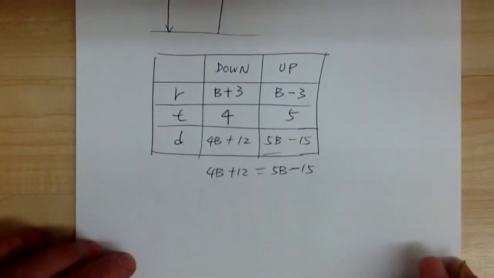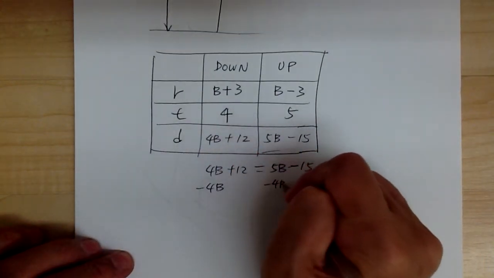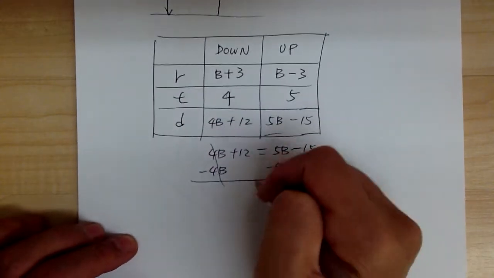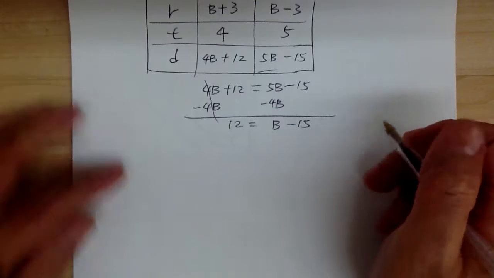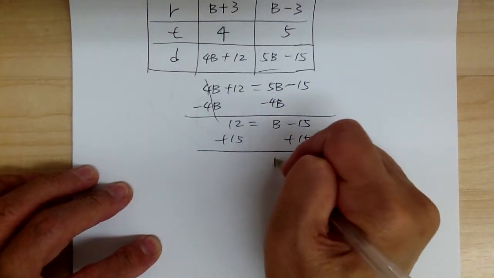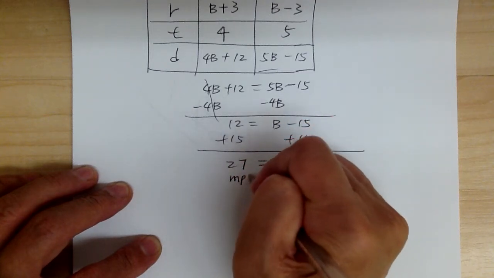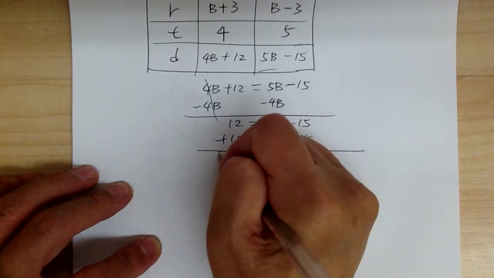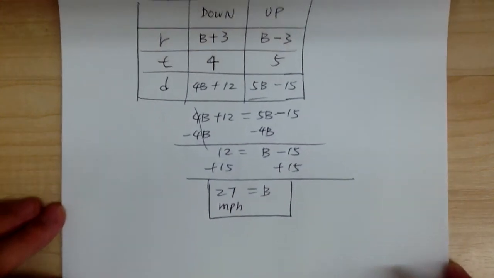Okay? So now you have to solve. So minus 4b, again, you always do the variable first, right? So minus 4b, so you get 12 equals b minus 15. Then you add 15, add 15. So you get b equals 27, and the label would be miles per hour. Okay, and that's it. So that's the speed of the boat, not counting the water, just the speed of the boat by itself.